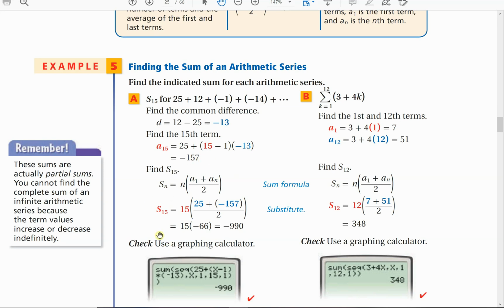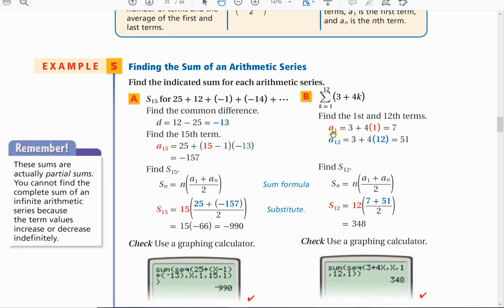So the sum of those terms is going to be 15, the number of terms, times the average of the first and the last. 25 plus negative 157 divided by 2, which is 15 times negative 66, or negative 990. That's it. If it's written in summation form, remember we're going from 1 to 12, and it's 3 plus 4k.